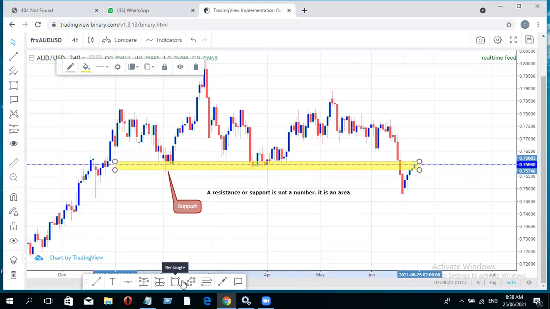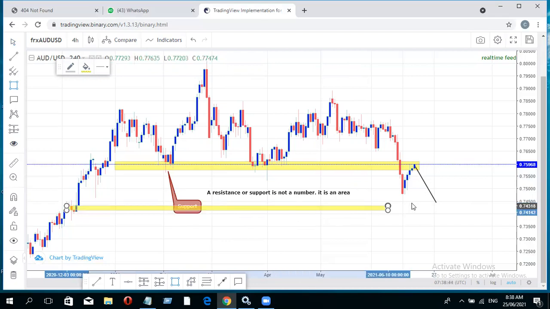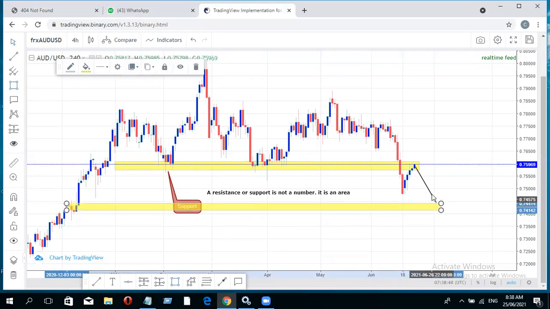Maybe it may just drop from here to the next support. The next support is somewhere around here because this is where there was a very strong bullish push. So we may see price falling to somewhere around here. This is the next support because it broke here. So this place has become a resistance.